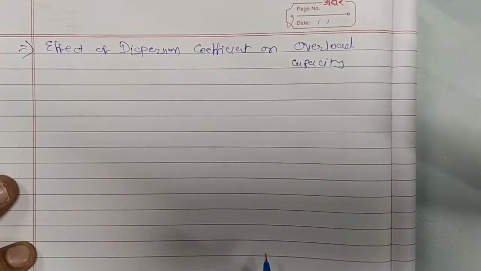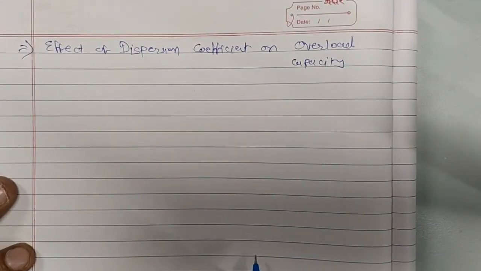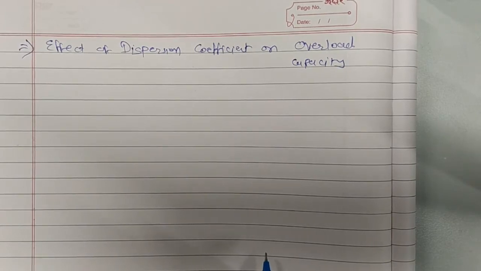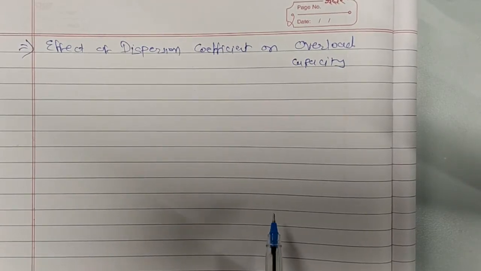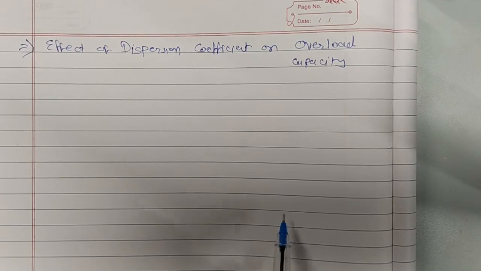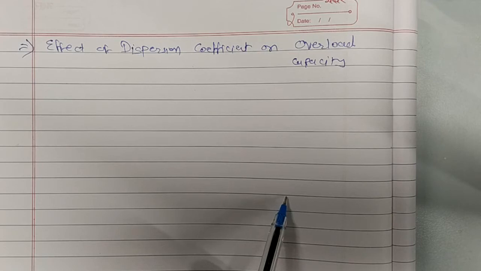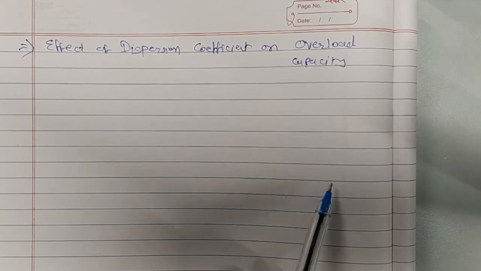Okay, so overload capacity is not a new term for you. We already know that the overload capacity is nothing but the ratio of maximum power output to the full load output, meaning what additional amount of power your machine is going to give. Okay, so that is the overload capacity. For that also we are going to take the example of the simplified circle diagram.